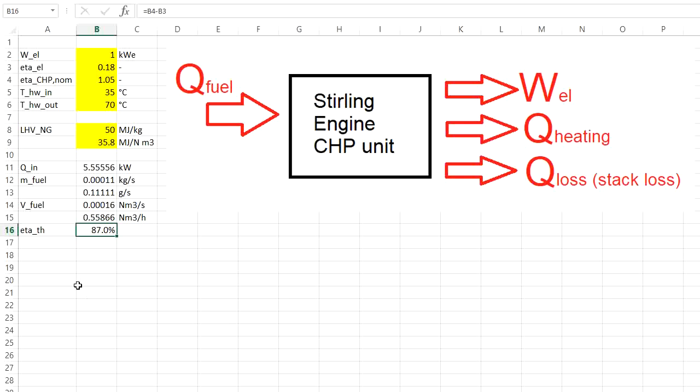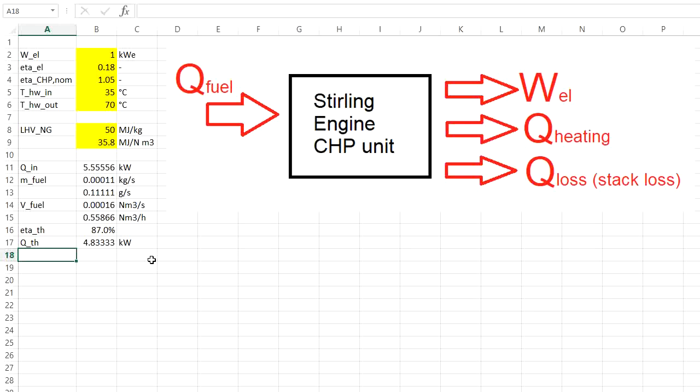So we have 87% as the thermal efficiency, and from that we can obtain the heat output of the system. So thermal output is the fuel input multiplied by the thermal efficiency, and it's 4.8 kilowatts.